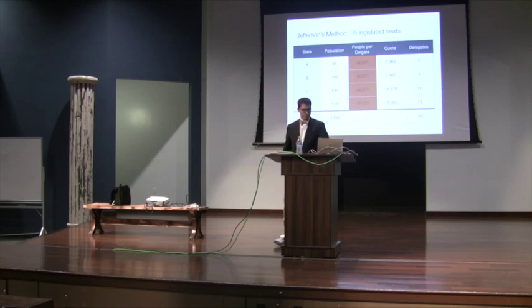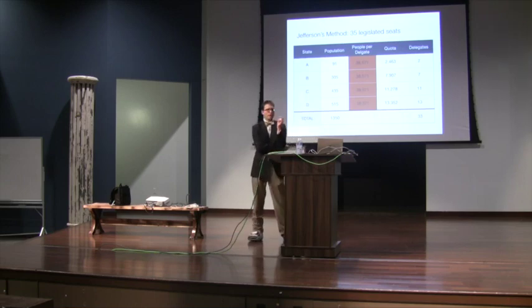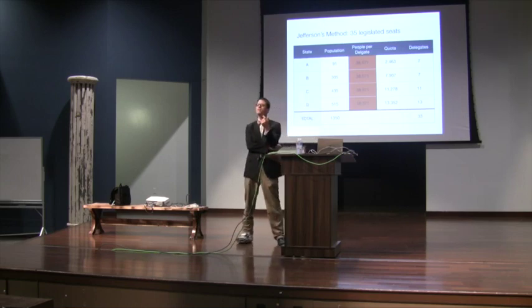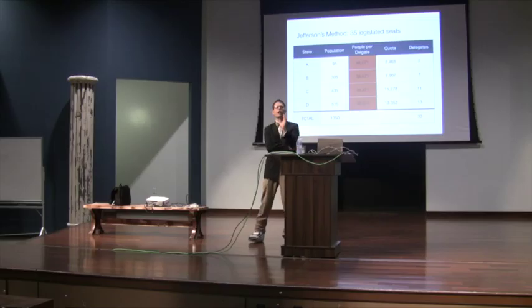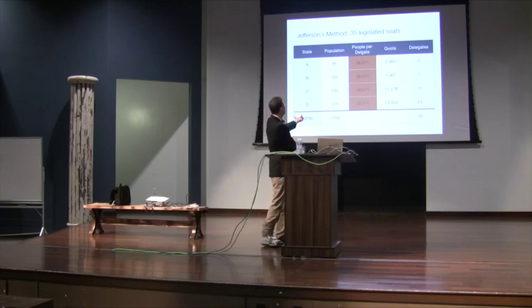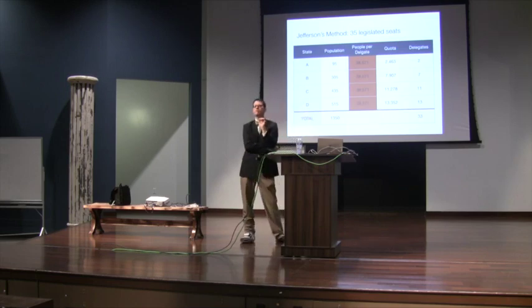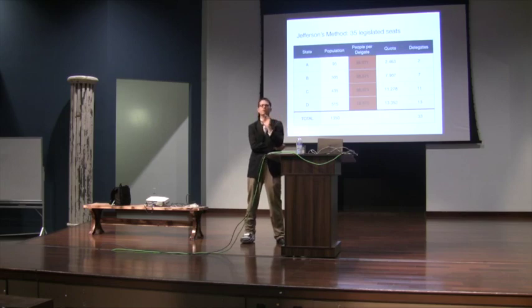So with the very same numbers, Jefferson, with 35 legislative seats, still computes those very same people per delegate, and he still computes that quota, that amount that a state is literally entitled to, 2.463 seats. But upon realizing that that adds to 33, rather than just trying to give it out, he says, look, just change that number. Change 38.571 to another number until it works out. If you're low, pick one that makes it higher. If you're high, pick one that makes it lower. Pick another number.